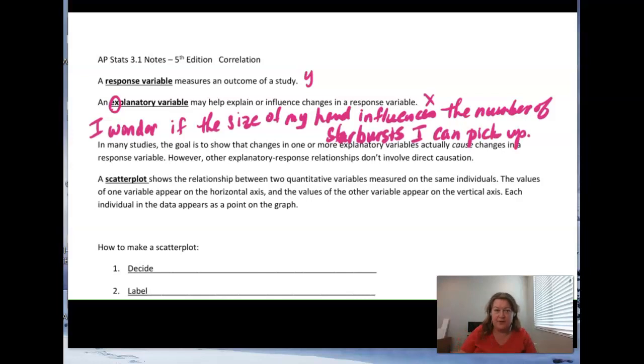Now, if you want to tell your parents that you need starbursts to test out this theory, feel free, but we're gonna skip that until I see you in person.